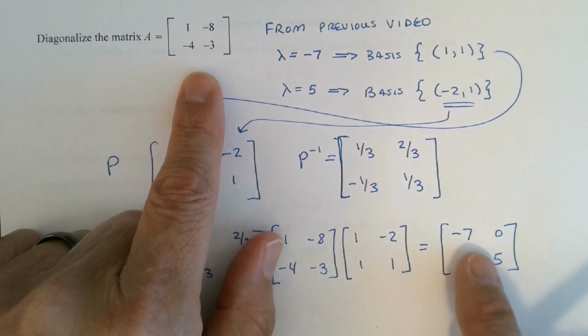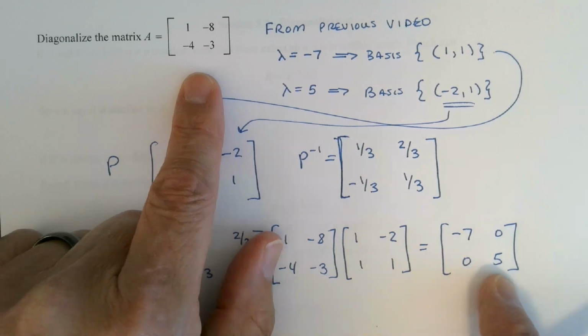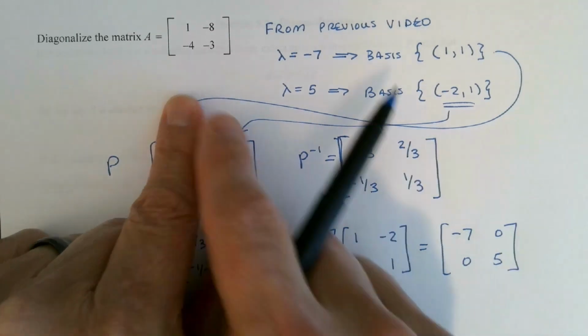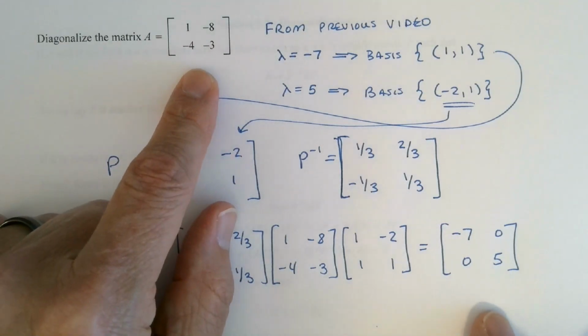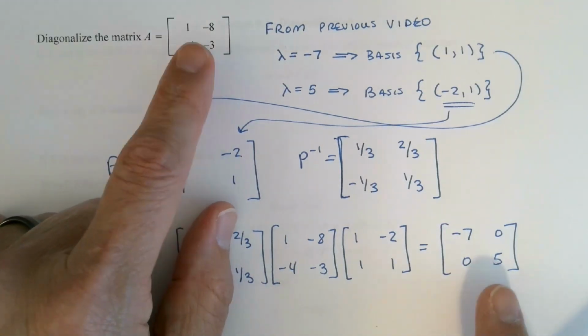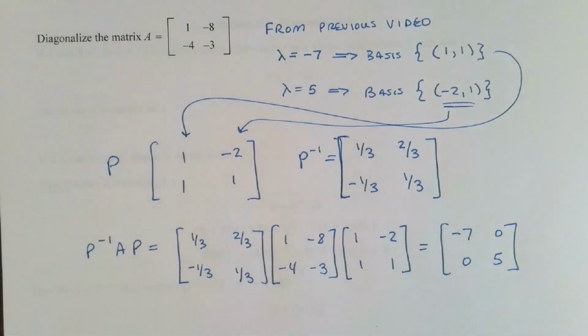Okay. The traces should be the same, right? If I add -7 and 5 together, I get -2. What's 1 plus -3? -2. Traces are the same, right? The rank, the nullity is the same, and so on. So all those similarity invariants are true here.